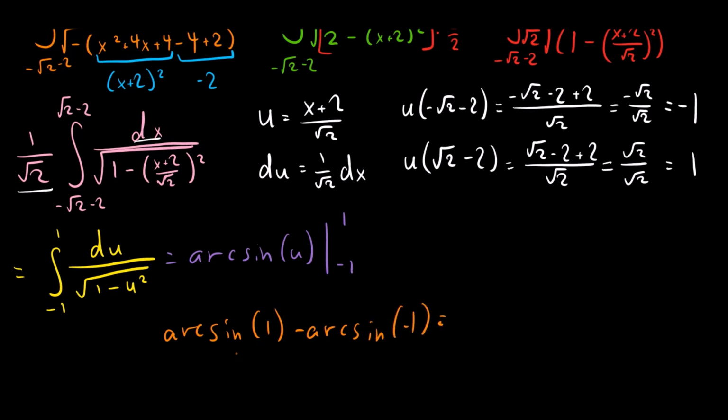Well, what angle inside sine gives us a value of 1? That'll just be pi over 2. And what angle inside sine gives us a value of negative 1? And we subtract that, that is going to be a negative pi over 2. And now we see that that simplifies to a pi, and that is our final answer.